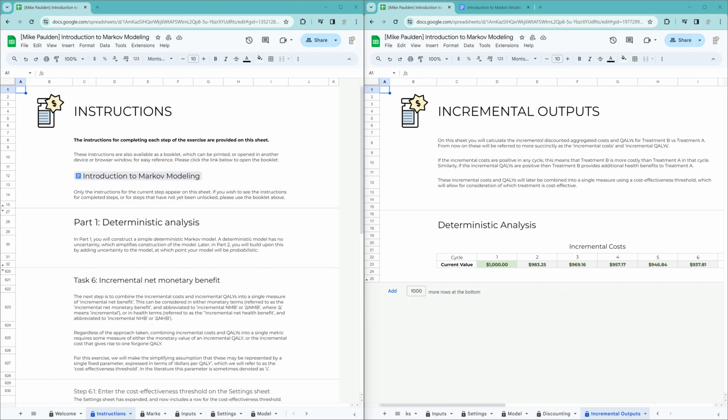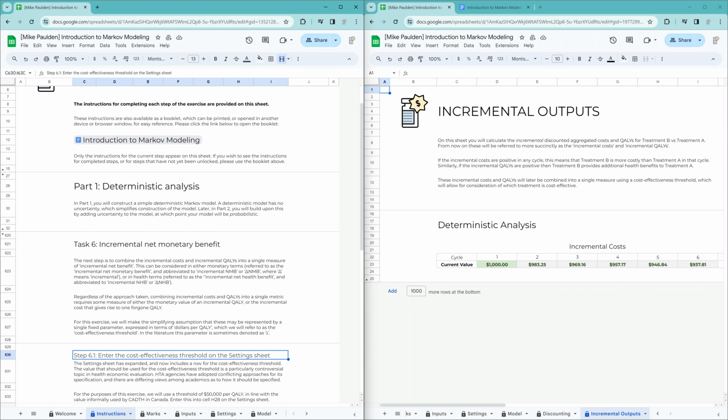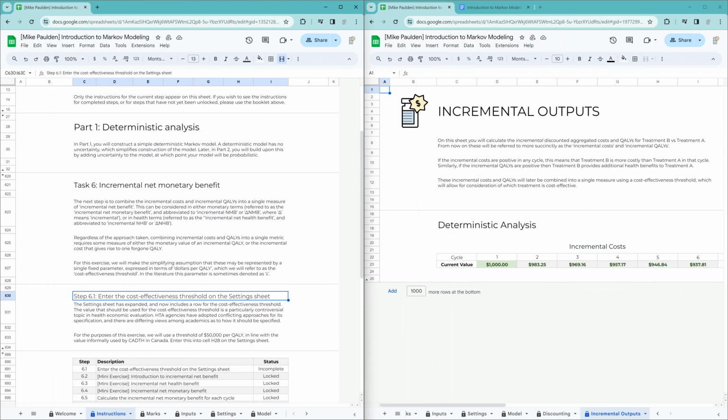In this video, we're going to be tackling task 6, which is calculating the incremental net monetary benefit. And the first step in this task is to enter the cost effectiveness threshold. And there's a vast literature on what the cost effectiveness threshold is, what it should be. I'm not going to wade into that in this particular video.